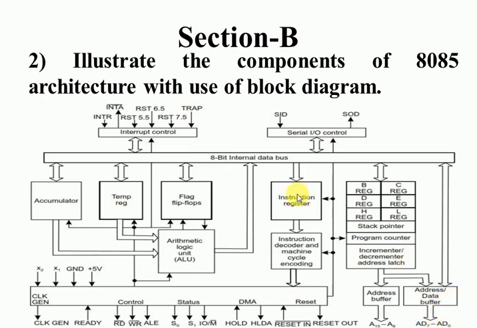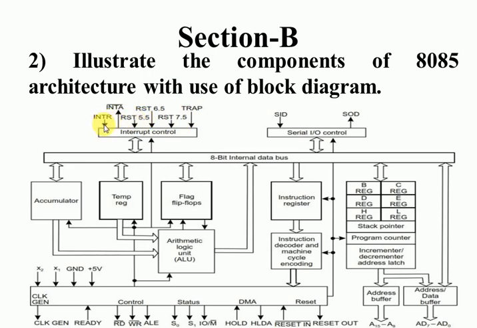Now next we move on to the interrupt control. This is also one of the questions, like you can get a 5 marks question on what the interrupts are, but in this part we'll basically discuss only what interrupt control is. It contains 5 interrupt input signals: TRAP, RST 7.5, 6.5, 5.5, INTA, INTR.